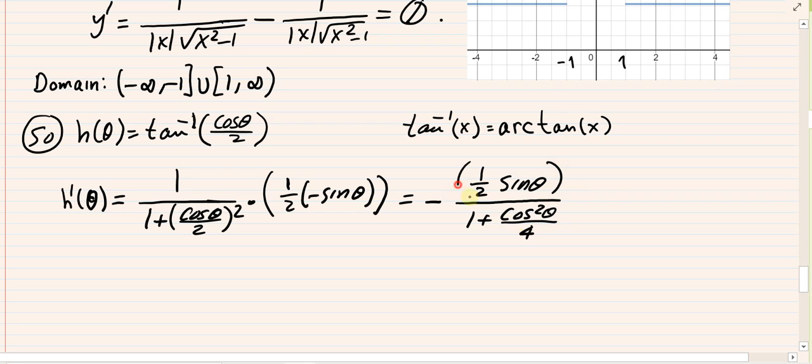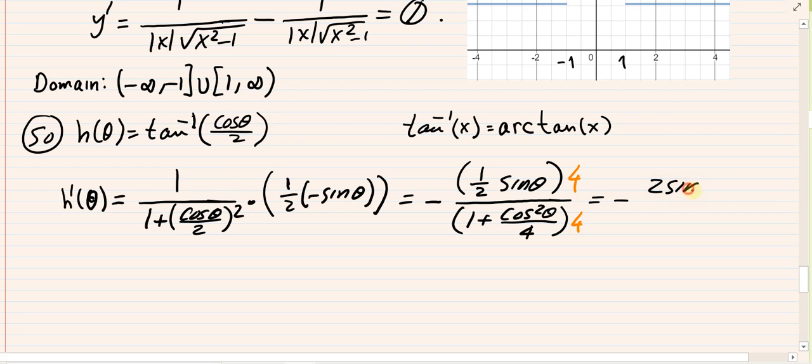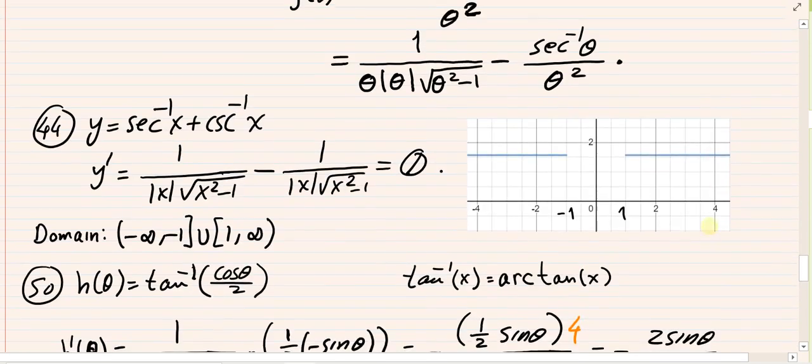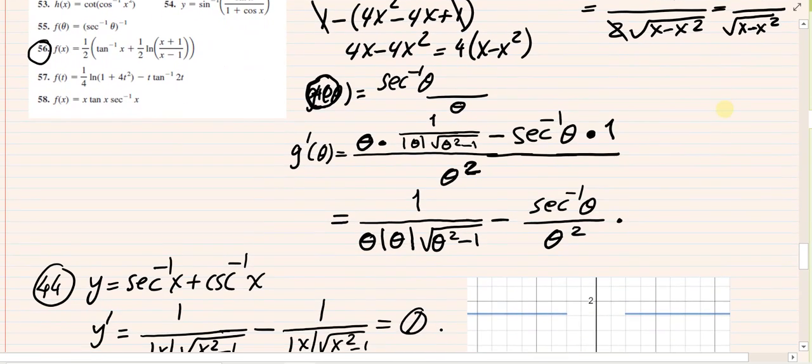And I can multiply top and bottom of this by 2. Or actually, let's multiply by 4 to get rid of the denominator. So this becomes negative 2 sine theta. That's 4 times 1/2 in the numerator, 4 times 1 in the denominator, plus cosine squared theta. That looks good. And there you go, number 50. That wasn't bad. From number 50, we go to number 56.